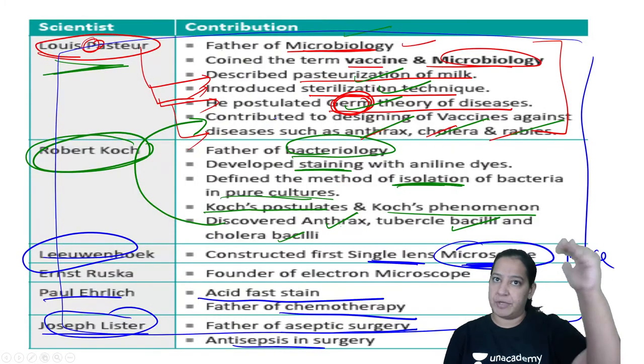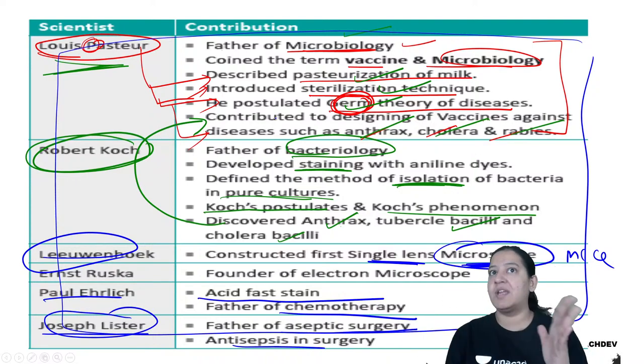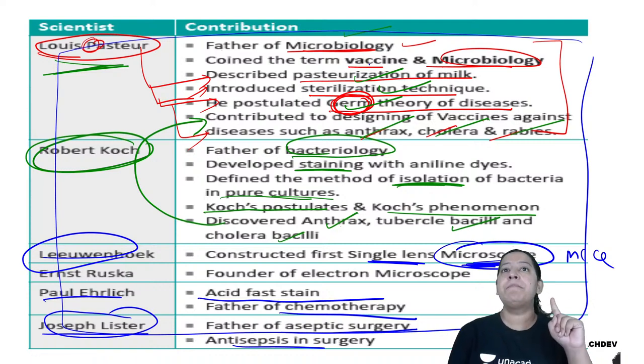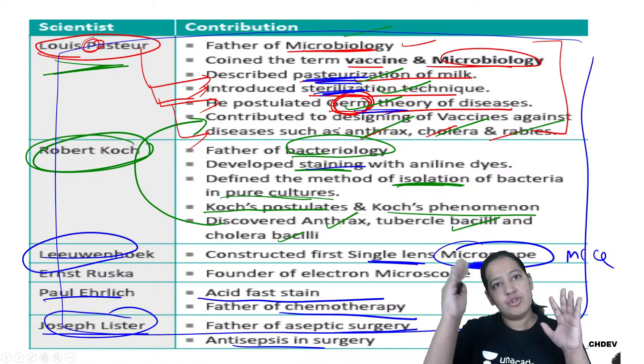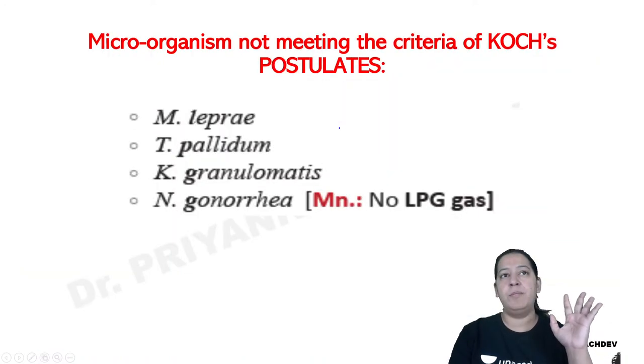Uske alawa each scientist ka contribution kya hai. Now the question may come: first time microscope kisne discover kiya? First time vaccine kisne discover kiya? First time pasteurization kisne diya? Staining kisne kiya? Sterilization kisne kiya? Germ theory kisne diya? So you should know the answer to all of them.